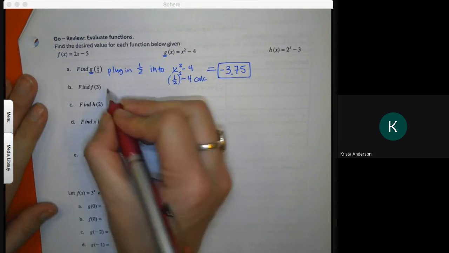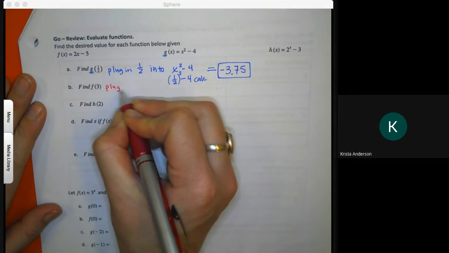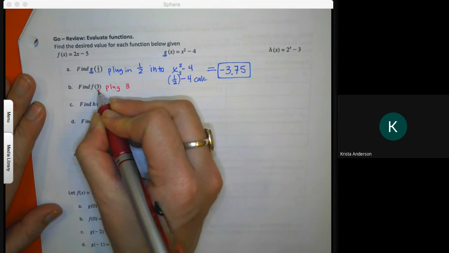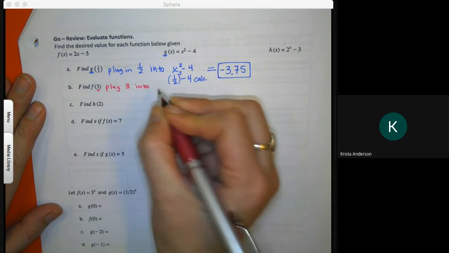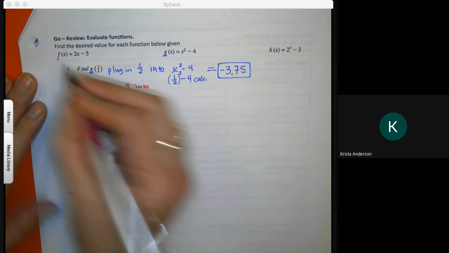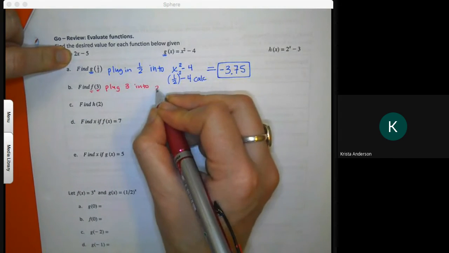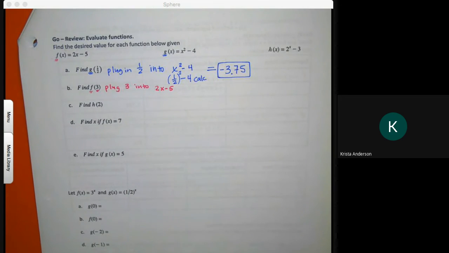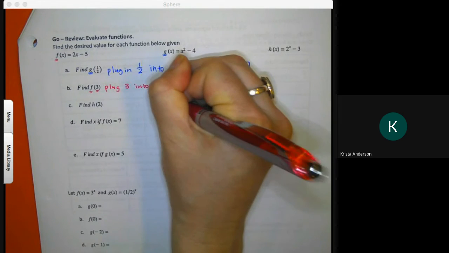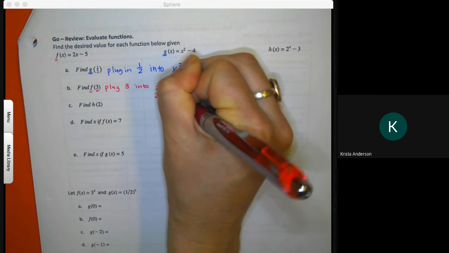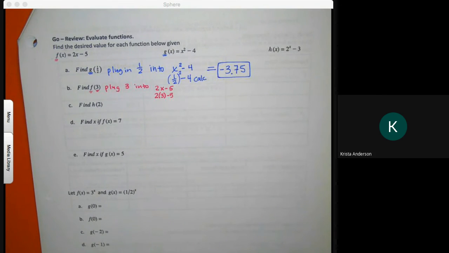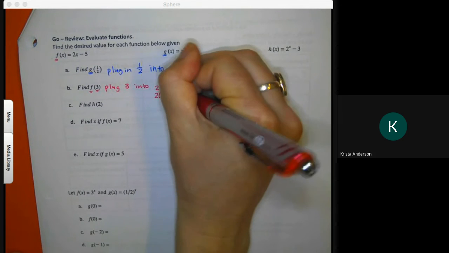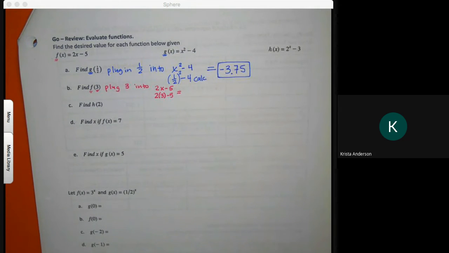For B, I'm going to plug 3 into the f function, which is 2x minus 5. I'm going to get rid of the x and replace it with a 3. 2 times 3 is 6. 6 minus 5 is 1.